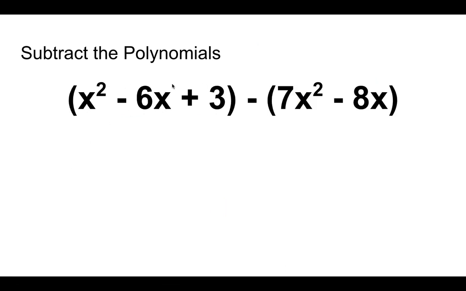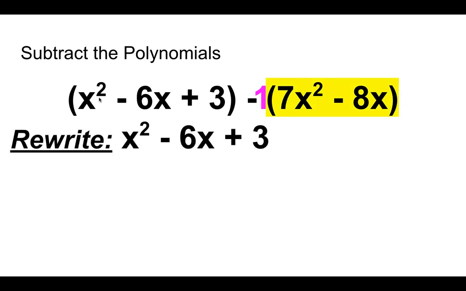In this example, we have the same two polynomials from the previous video, but we are subtracting. There's that 1 there again, and we're going to distribute the negative 1 to both terms. We are going to subtract this whole piece. When we do our rewrite, we have x squared minus 6x plus 3. Now we're going to have to distribute that negative 1 to both terms.